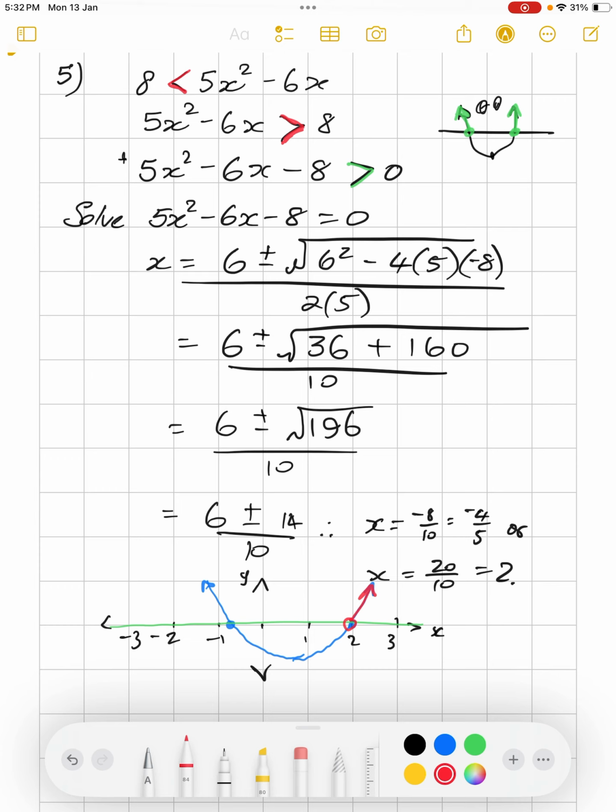it's above the x-axis when x is greater than 2 and when x is less than negative 4/5. So the solution is when x is less than negative 4/5 or when x is greater than 2.